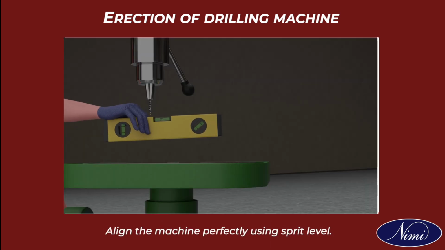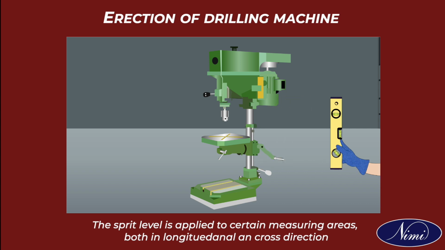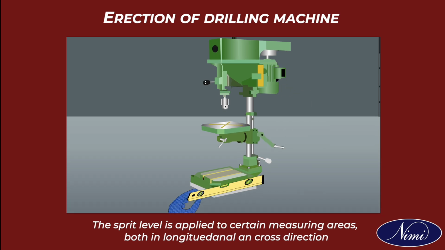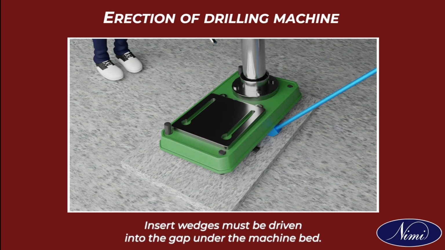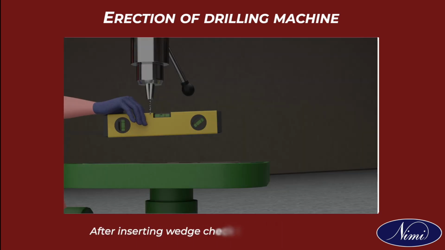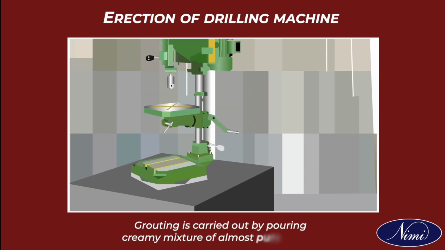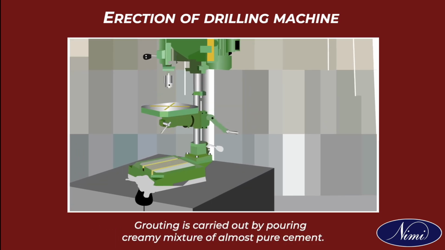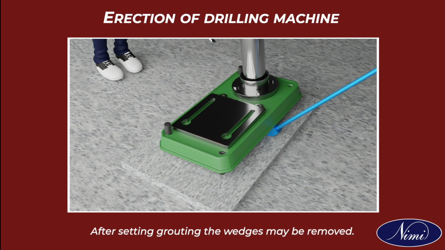Align the machine perfectly using a spirit level. The spirit level is applied to certain measuring areas both in longitudinal and cross direction. Wedges must be driven into the gap under the machine bed. After inserting the wedge, check the level using a spirit level. Grouting is carried out by pouring a creamy mixture of almost pure cement. After setting of the grouting, the wedges may be removed.